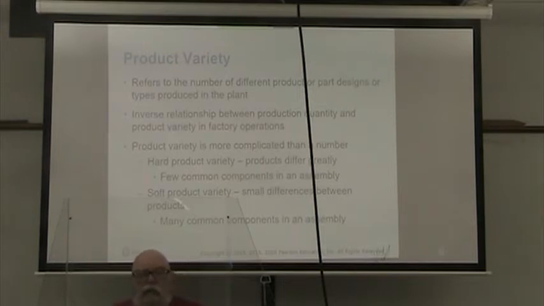Our product variety, that's of course the number of different product or part designs and types that we're producing in our factory. They're saying there's an inverse relationship between production quantity and product variety in our factory operations. I'm somewhat suspicious of just saying that's a hard and fast rule because we have things like the auto industry where they've worked very hard at producing in a mixed model way and producing many, many vehicles per day. So that's where we are now.